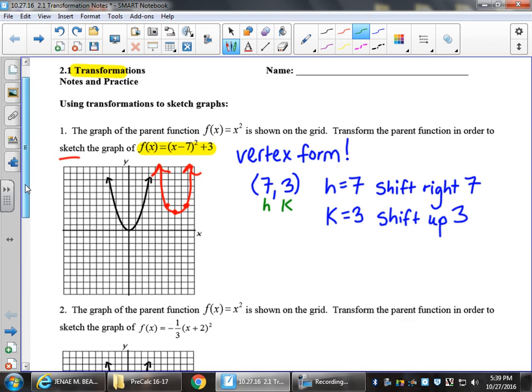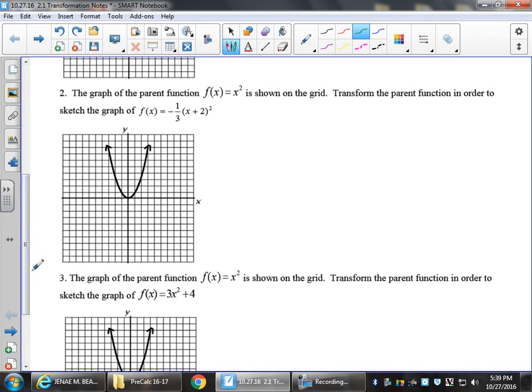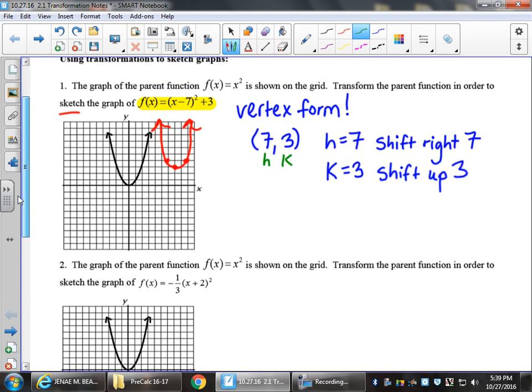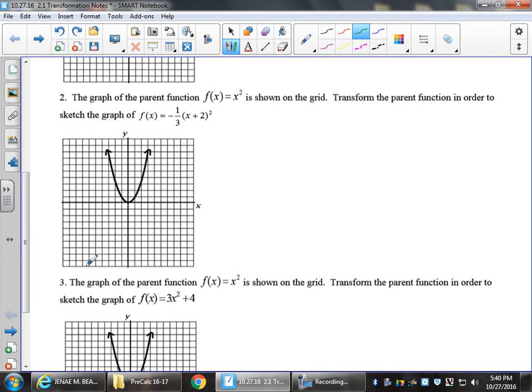Let's try number 2. And at any point, feel free to pause the video. So if you are thinking, wait, I wasn't done with number 1, go back and pause it right there, and when you're ready, press play. Number 2 says, the graph of the parent function, f of x equals x squared, is shown on the grid. Transform the parent function in order to sketch the graph of f of x equals negative 1/3 times (x plus 2) squared.